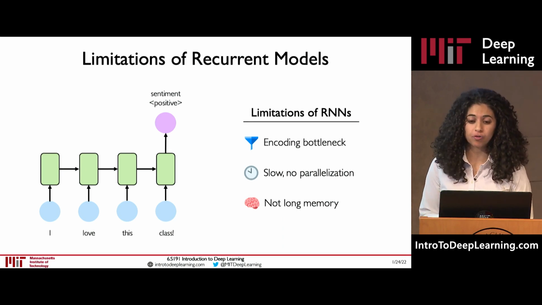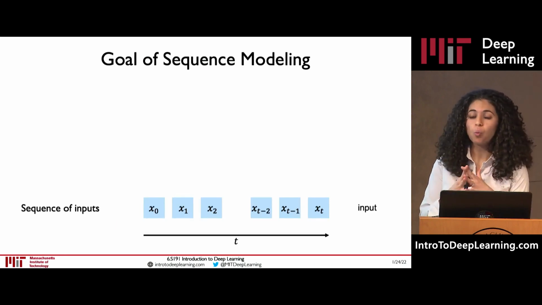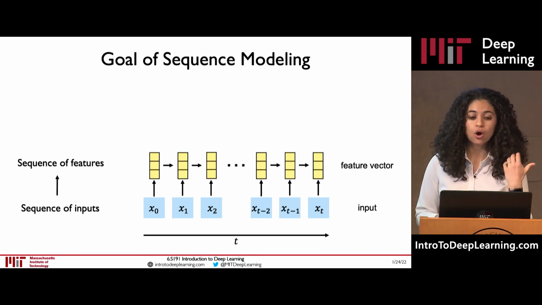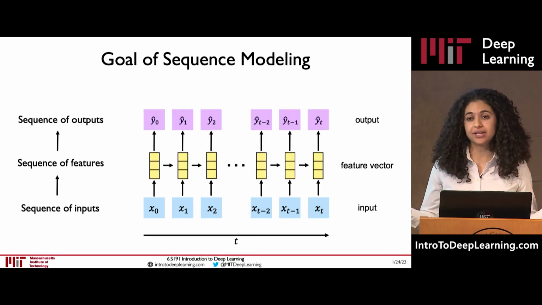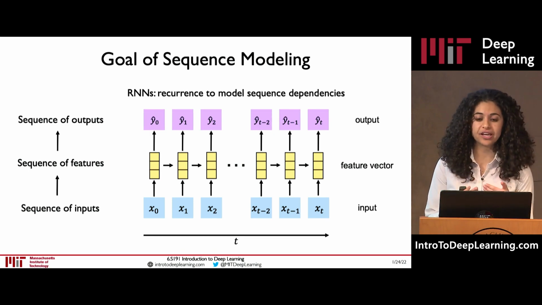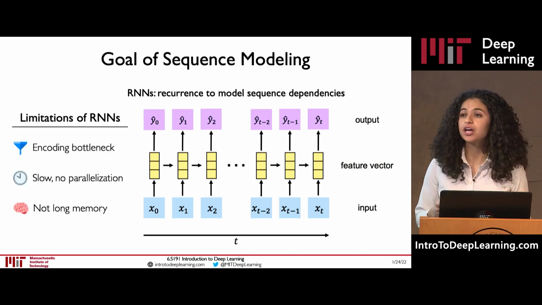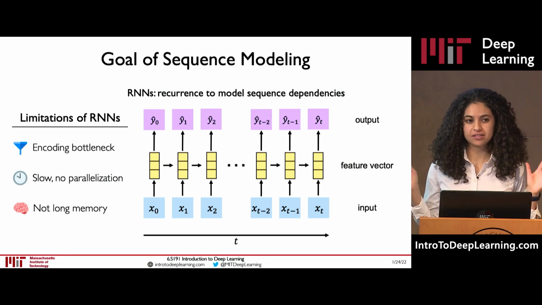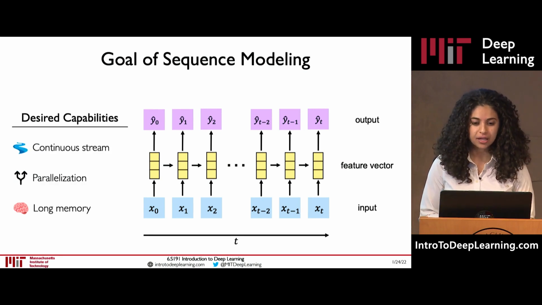How can we do better, and how can we overcome this? To understand how, let's go back to what our general task is with sequence modeling. We're given some sequence of inputs. We're trying to compute some features associated with those inputs and use that to generate some output prediction. And with RNNs, as we saw, we use a recurrence relation to model sequence dependencies. But as I mentioned, these RNNs have three key bottlenecks. What is the opposite of these three limitations? If we had any capability that we desired, what could we imagine?